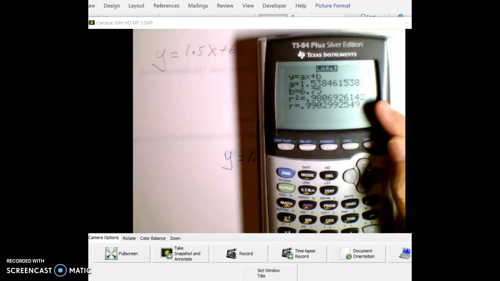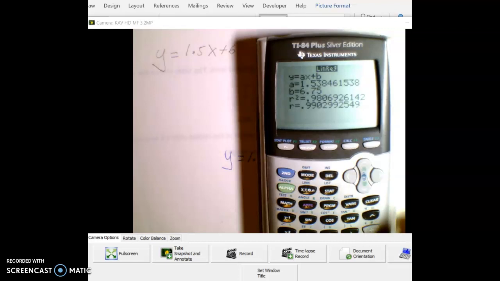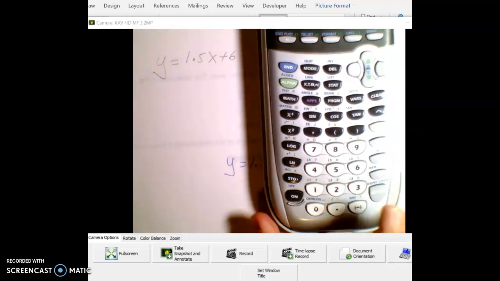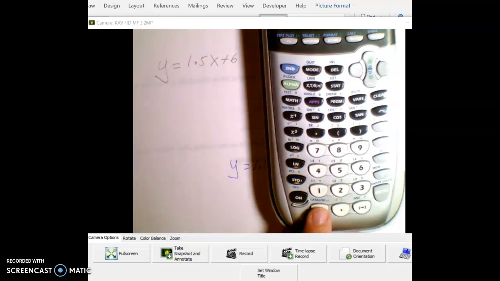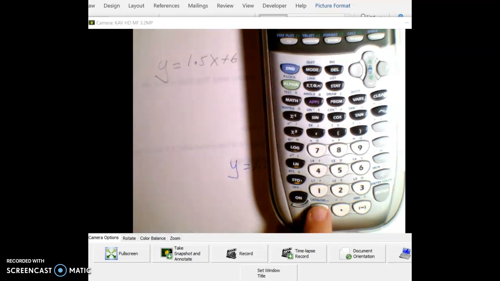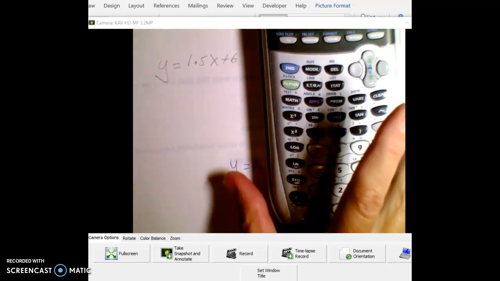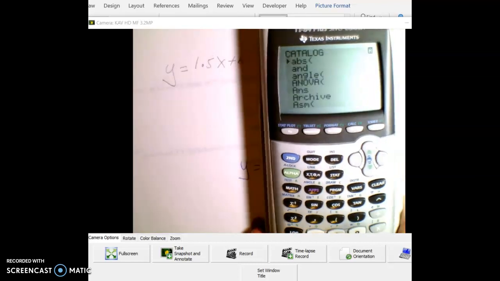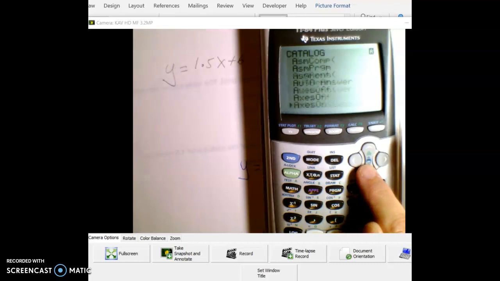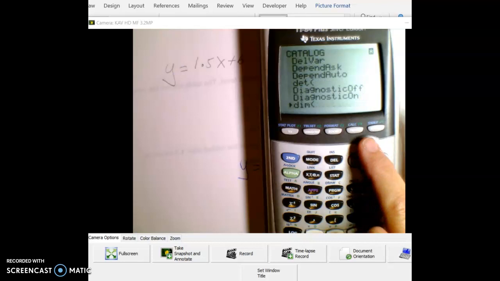If on your calculator you don't see this R, I'm just going to take a minute and show you how to get to it. So if R doesn't show up, you're going to come down here and see where it says catalog. You're going to do second, and you're going to hit the catalog button. So it's actually 0. And this is what's going to come up. So those are all the possible things your calculator can do. And you're going to scroll down. And it's all alphabetical. So you're going to scroll down to when you get to diagnostic. And you're going to be here where it says diagnostic on.